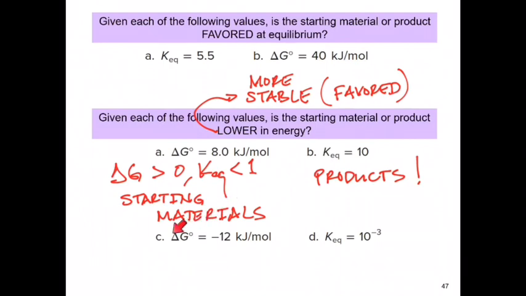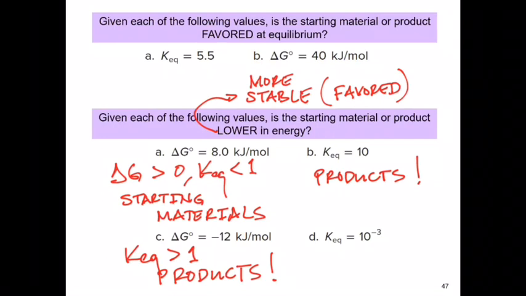And for the third example here, we have delta G that is less than 0. It's a negative value, so that tells us that KEQ must be greater than 1. And if KEQ is greater than 1, then the products are favored, which means that they are lower in energy. And for the last one here, we have KEQ less than 1, and this tells us that the starting materials are lower in energy, which means that they are favored.